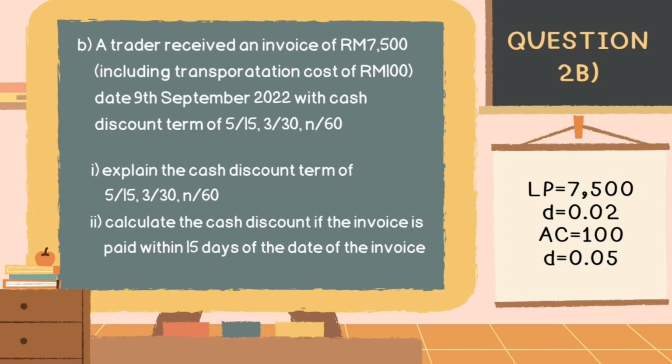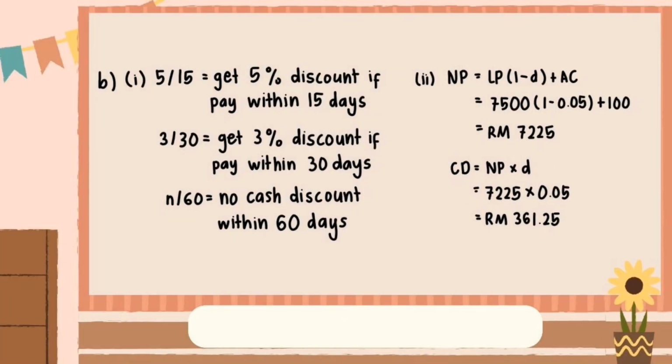Number 2, we need to calculate the cash discount if the invoice is paid within 15 days of the date of the invoice. So what we need to do is: 5/15 equals get a 5% discount if paid within 15 days. For 3/30 equals get a 3% discount if paid within 30 days, and N/60 equals no cash discount within 60 days.